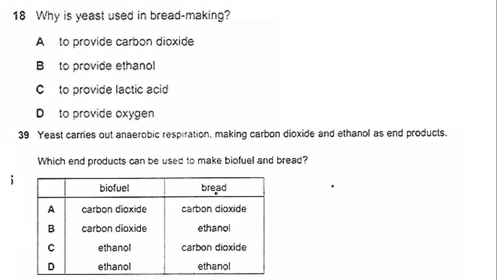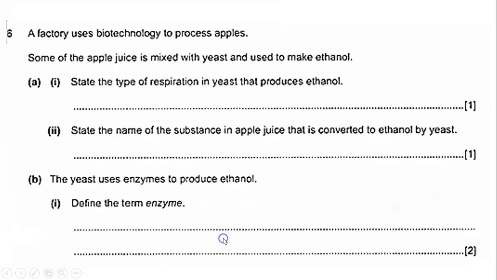Why is yeast used in bread making? Yes, to produce carbon dioxide that will make bubbles to make the baking spongy and soft. Yeast carries out anaerobic respiration, making carbon dioxide and ethanol as end products. Which end products can be used to make biofuel and bread? Yes, for biofuel, I need ethanol. For bread, I need carbon dioxide.